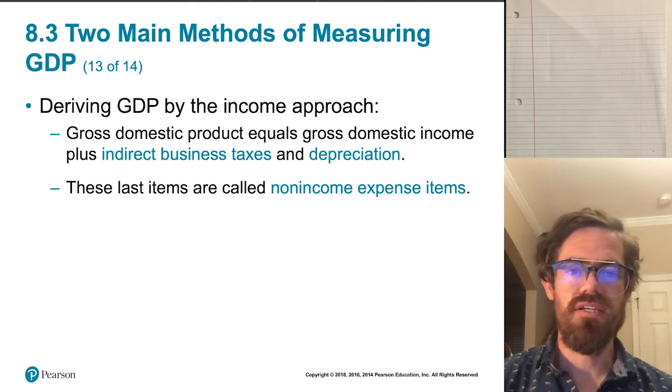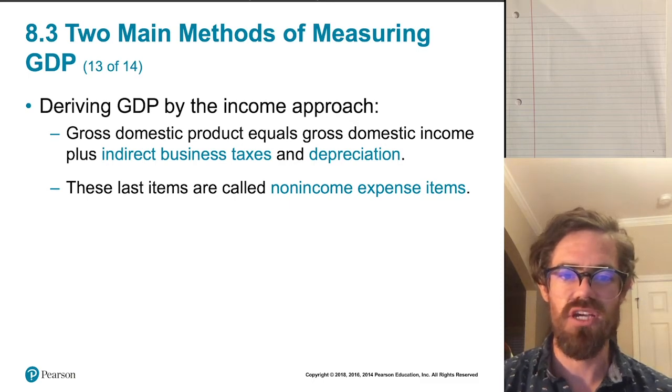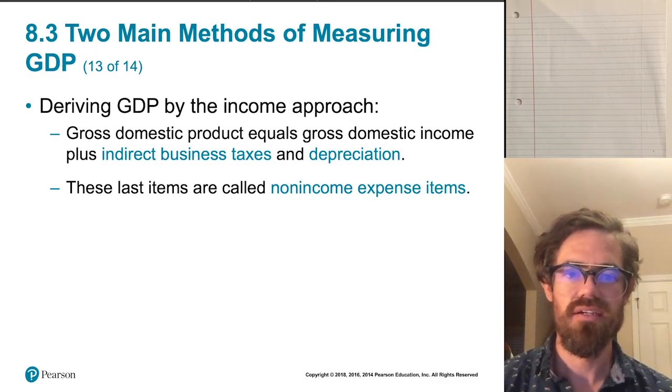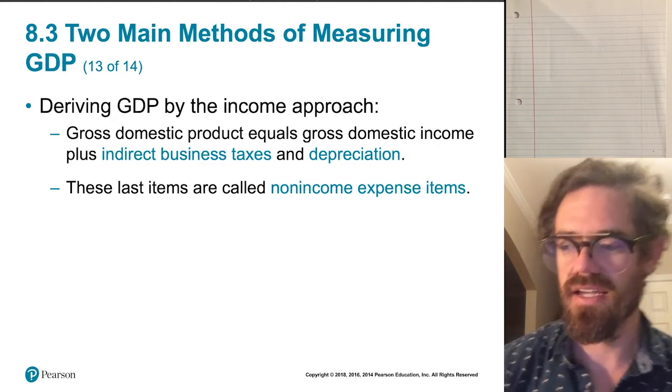All right, so once we know what gross domestic income is, we need to add indirect business taxes and depreciation to get to GDP. These last items are called non-income expense items.